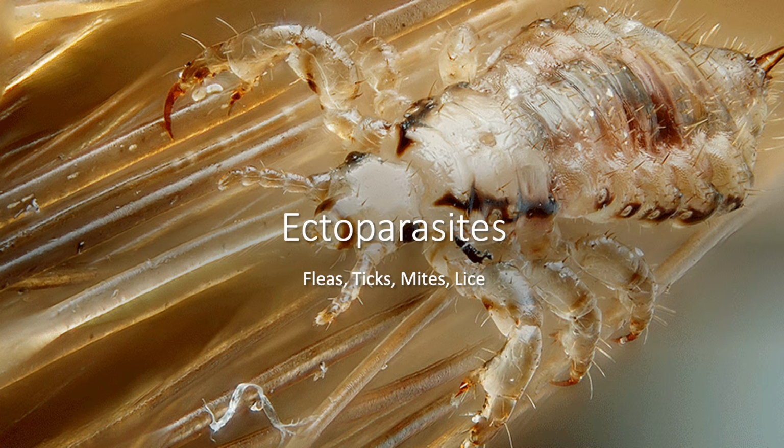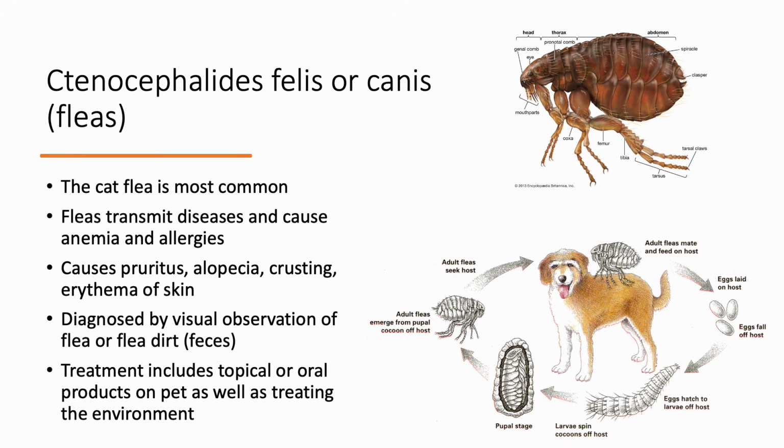Insects have 3 pairs of legs and 3 distinct body regions, so a head, thorax, and abdomen. Whereas arachnids have 4 pairs of legs, and then their body is divided into 2 regions. They have a cephalothorax and an abdomen. So ticks and mites are considered arachnids. Fleas and lice are insects.